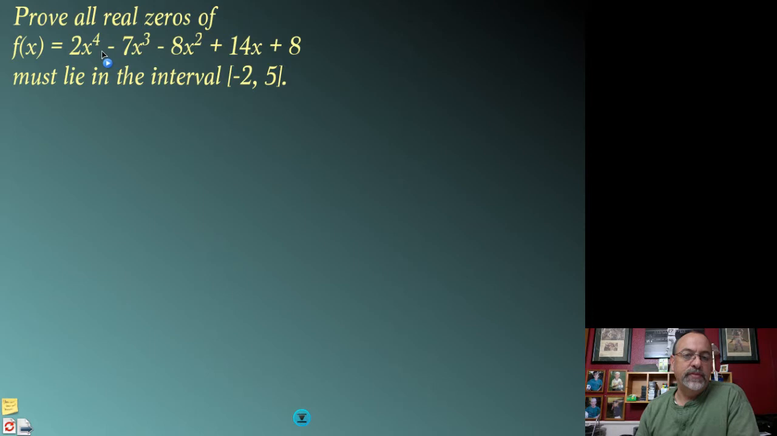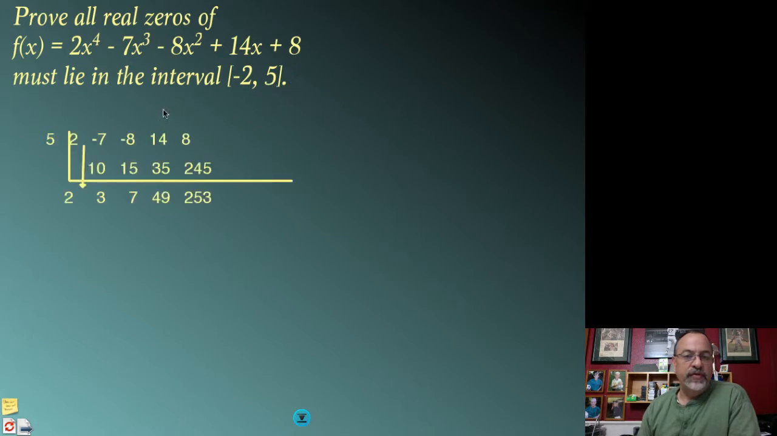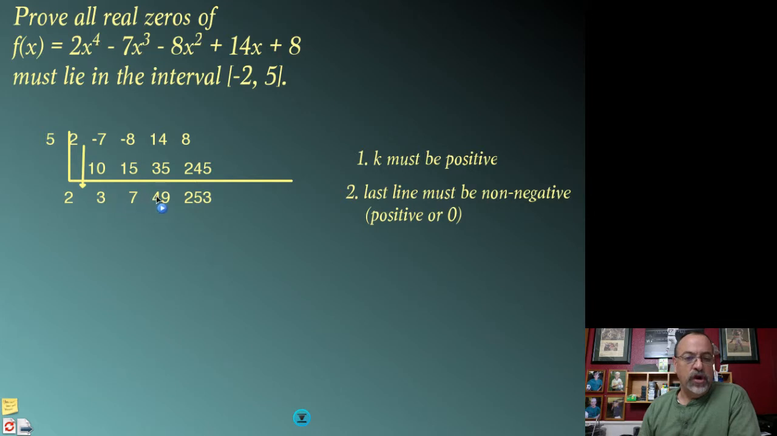So what we're going to do is simply divide this polynomial by each one of these numbers. These will be my k, and then look at the last line. So let's do the upper boundary first. If I divide by 5, here are my coefficients. I bring the 2 down, then 5 times 2 is 10, and add, 5 times 3 is 15, and add, 5 times 7 is 35, and add, and so on. Okay, so I did the division. This was a positive number. Notice that all of these are non-negative numbers. So because these are all non-negative numbers, 5 is the upper boundary. There are no zeros above the number 5.